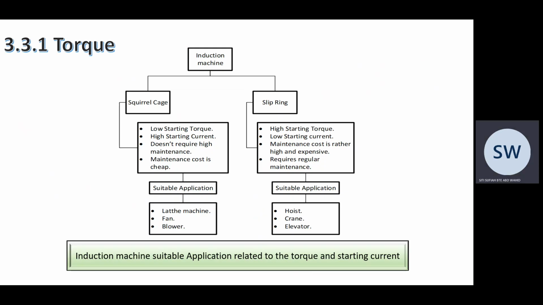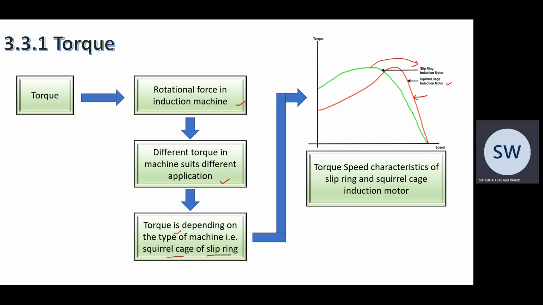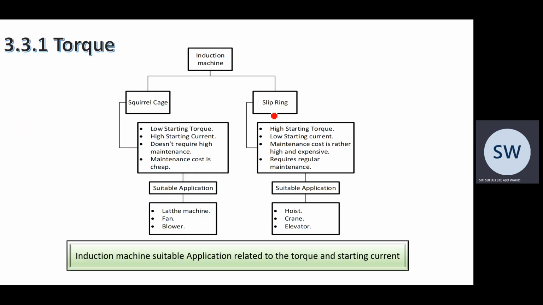Okay, so just as mentioned earlier, different torque suits different application. So for squirrel cage, the starting torque is low, but the starting current is high. At the same time, it doesn't require high maintenance. Therefore, the maintenance cost is cheap. So that's why it is more suitable for this kind of application: fan, blower, light machine.